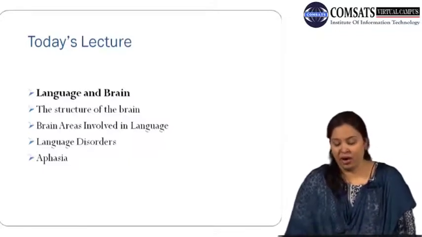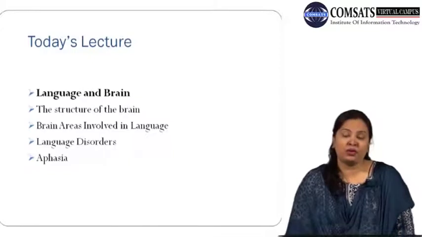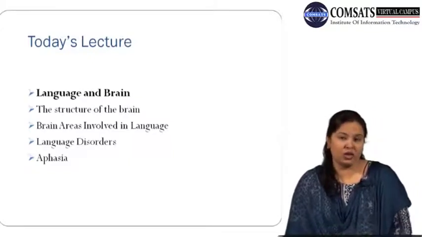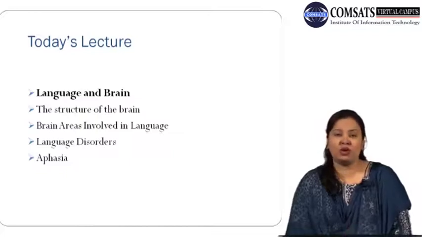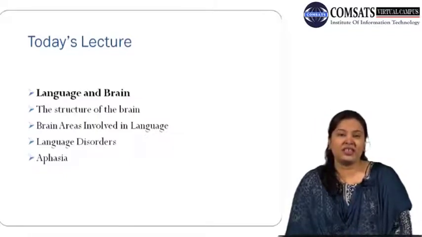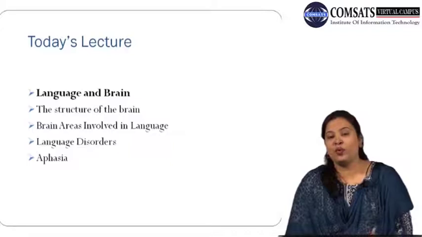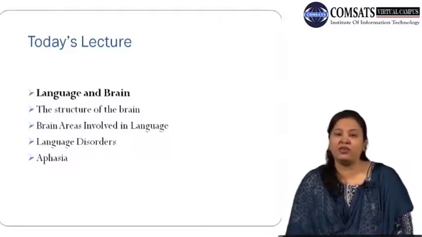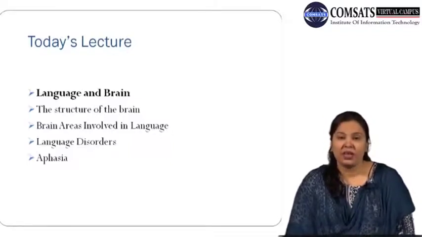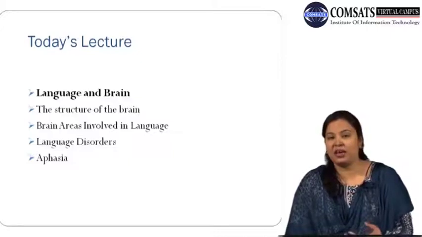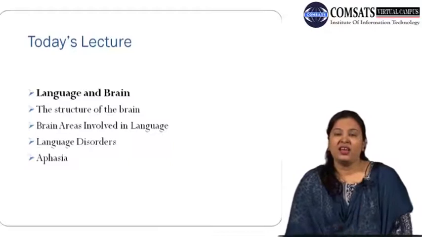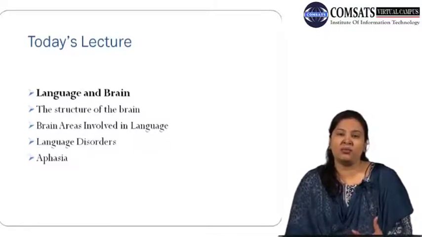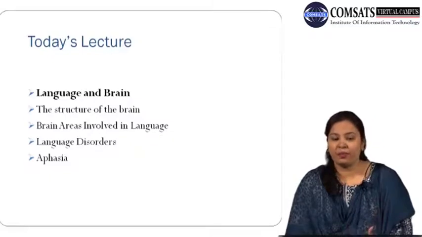But again, all of these are assumptions. And with respect to language disorders, we focus on the most important type of language disorder that is discussed to see the connection between language and the brain, and that is aphasia. The typical language disorder that is created because of certain damage to certain brain areas. So let's start with the structure of the brain.